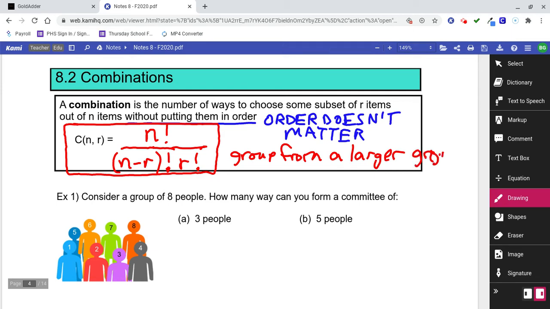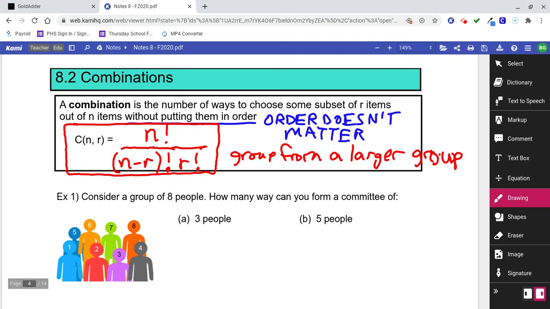Very similar to permutations. The difference is in a permutation order mattered, like ranking the ways that runners could finish first, second, and third in a race. And then with combinations order does not matter. It'd be like, how many ways can I pick 3 of you to be on a committee? Who cares who got picked first? It doesn't matter who's first, second, third, whatever. I'm picking a group from a group. Order doesn't matter.